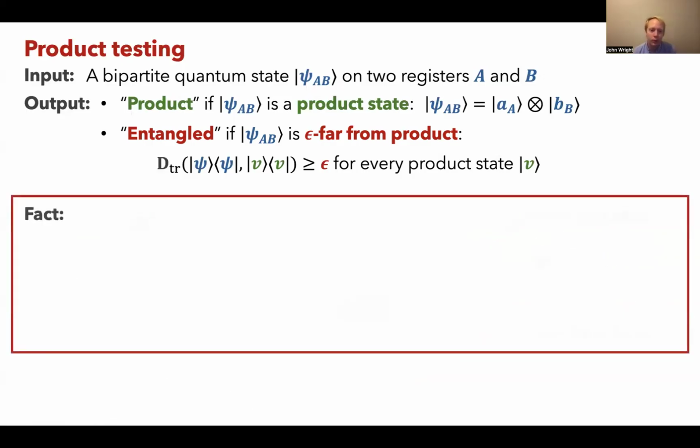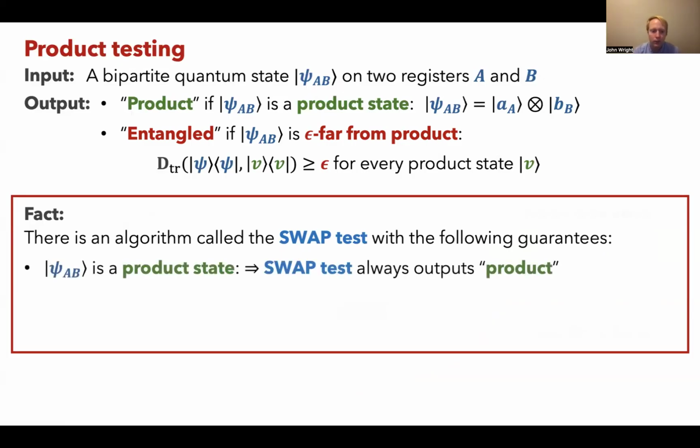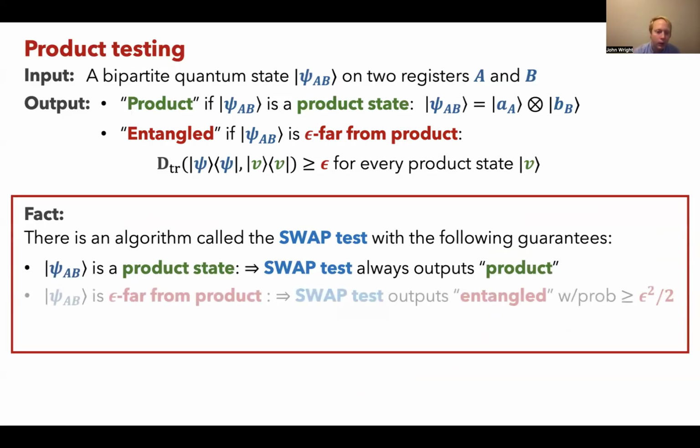Okay, and what is known about product testing? Well, the following fact is well known. There's an algorithm that solves it called the swap test. And the swap test has the following guarantees. If psi AB is indeed a product state, then the swap test will always output the word product. On the other hand, if psi AB is epsilon far from product, then the swap test is going to output the word entangled with probability at least epsilon squared over 2.